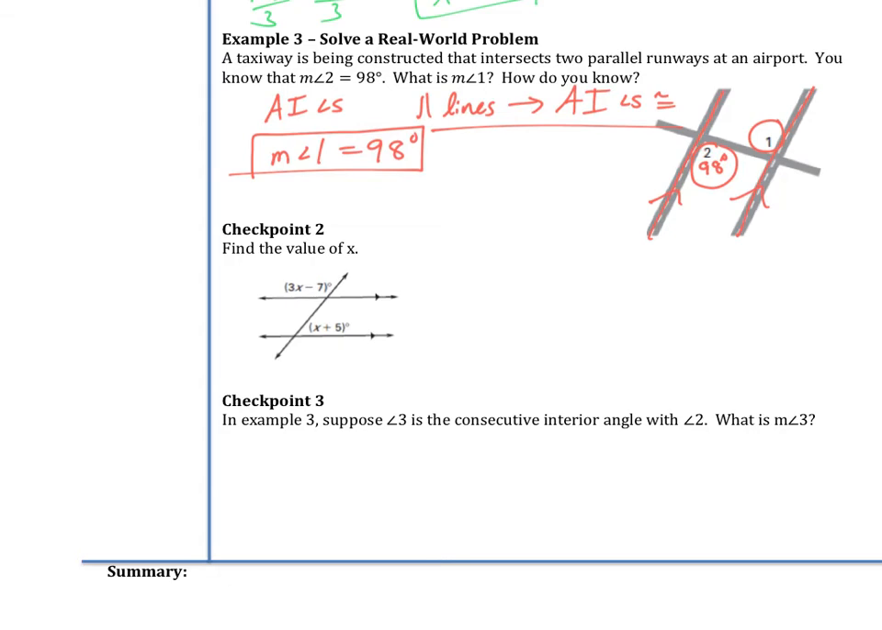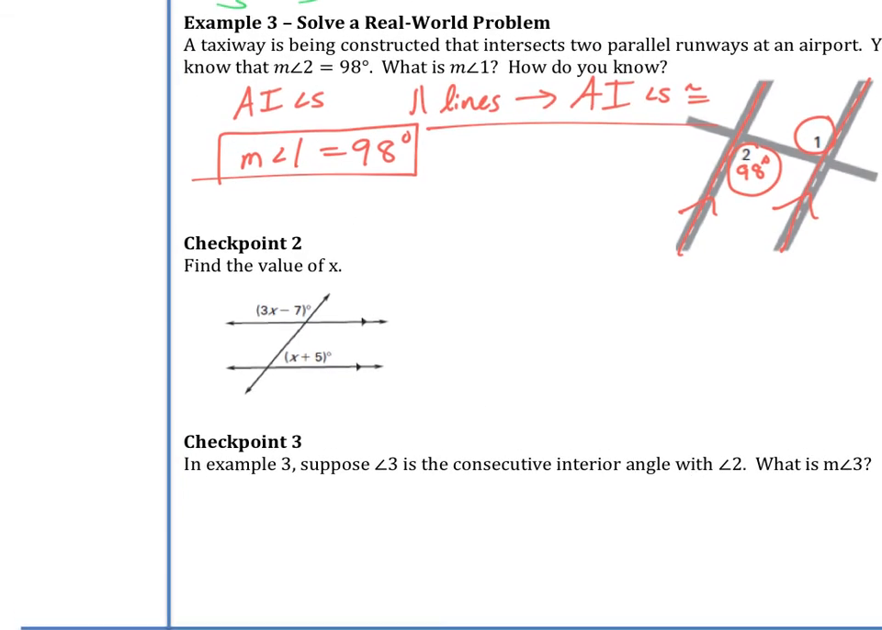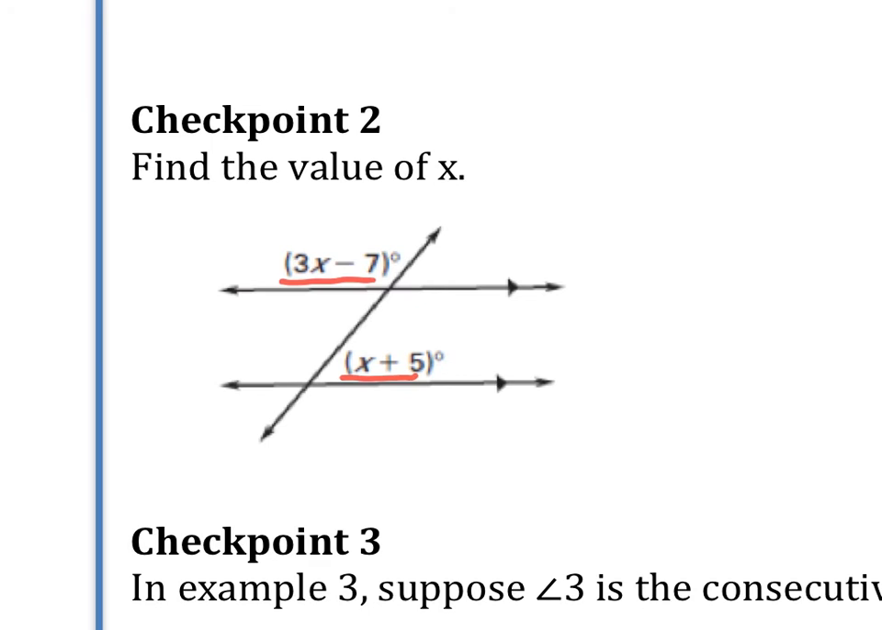Checkpoint 2, find the value of x. Okay, so right now, we don't know what special angles these are. This angle and this angle, they're not corresponding. They're not alternate interior, alternate exterior. We have no idea. So what we can do is find out, since this angle right here and this angle are vertical angles, we know that vertical angles are congruent. So they both would be 3x minus 7.